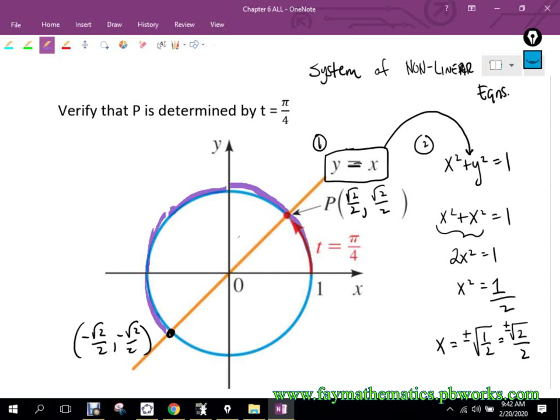Negative 0.707, right? What's negative root 2 over 2? Same thing. Negative root 2 over 2.